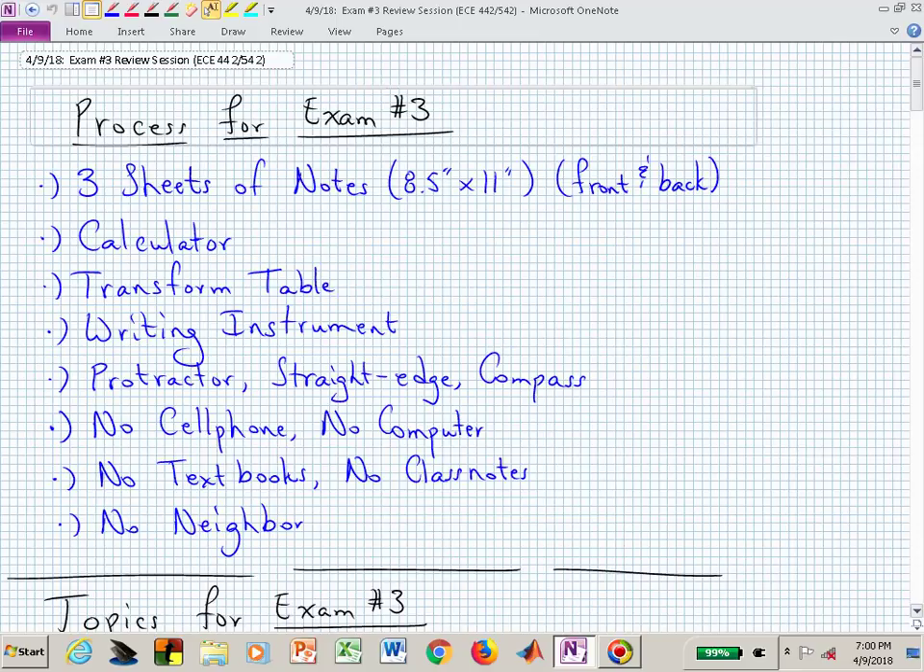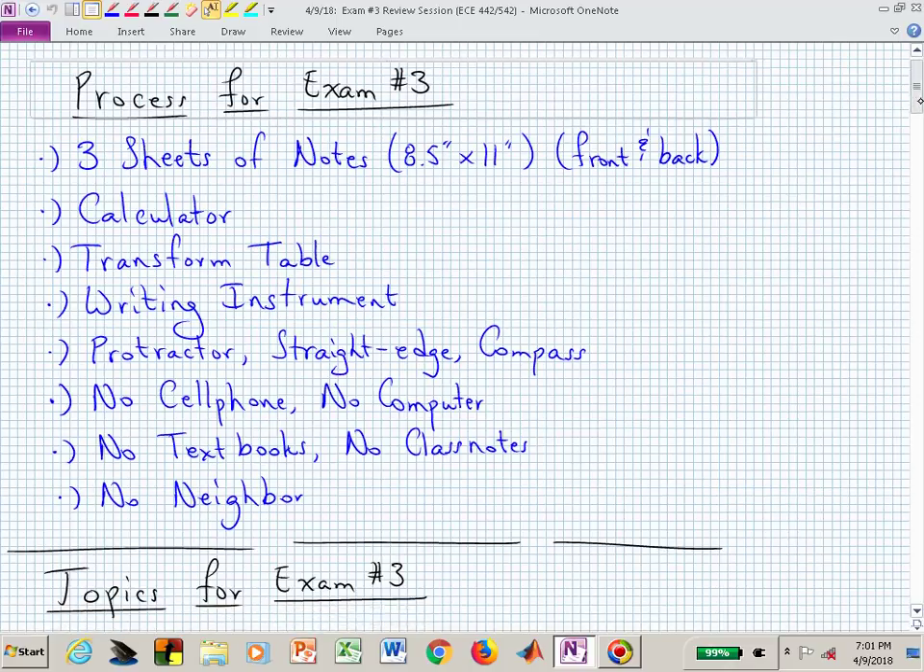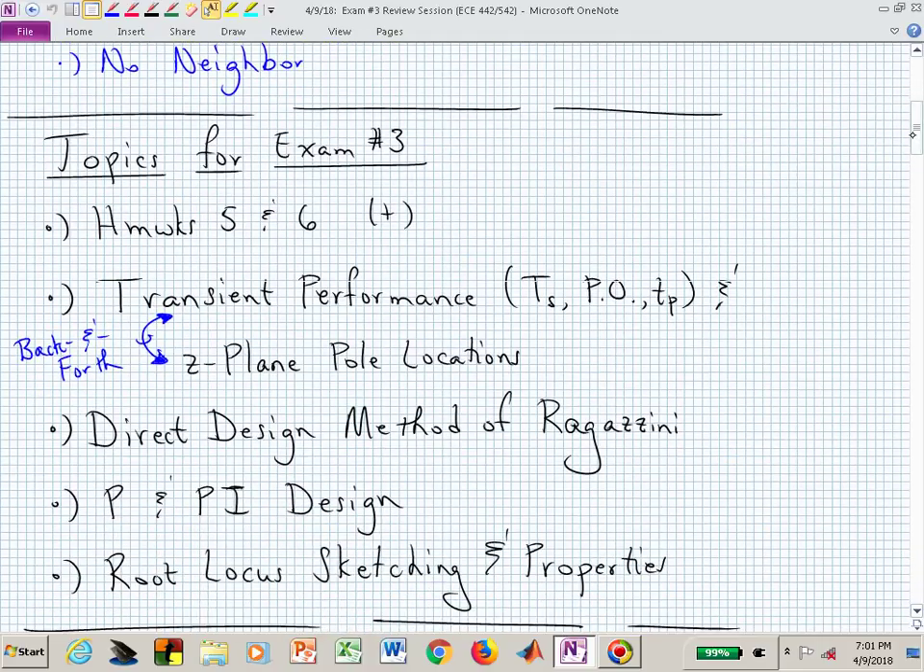We are at the review session for exam number 3, and we're getting close to the end of the semester. Obviously, we have 3 exams. This is your last midterm before the final. The process is consistent with what we've had for the first 2, just one more sheet of notes. The topics are homeworks 5 and 6 plus, meaning we maybe have a little bit more in terms of root locus sketching or PI controls that maybe weren't as emphasized on the homework, but all of that is fair game.